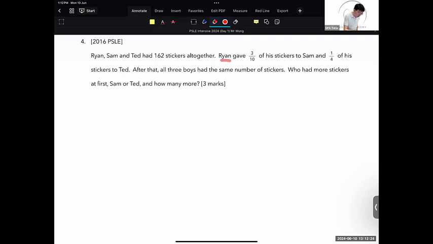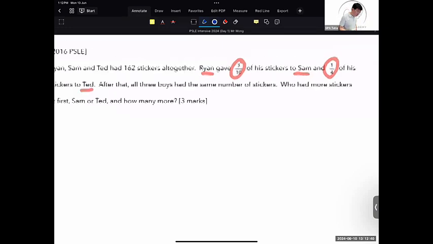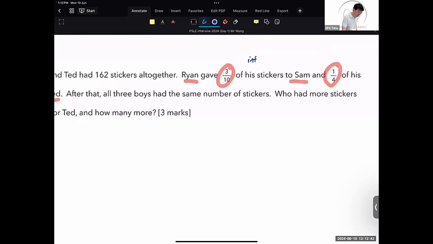Because Ryan gave his stickers to Sam, and Ryan also gave his stickers to Ted. So the transfer of the stickers is internally among the 3 people. So it's not an external transfer where they give to somebody else out of the 3 of them. Okay, so you recognize from this statement here that there is an internal transfer, and like most of you have mentioned, in an internal transfer, your total remains the same. So this is your constant total concept.